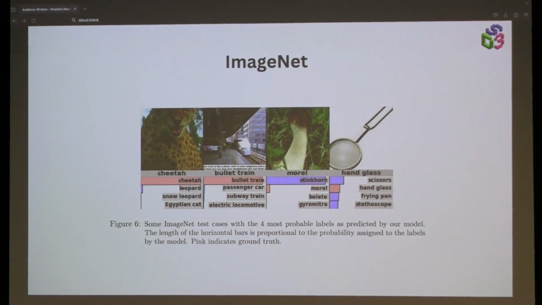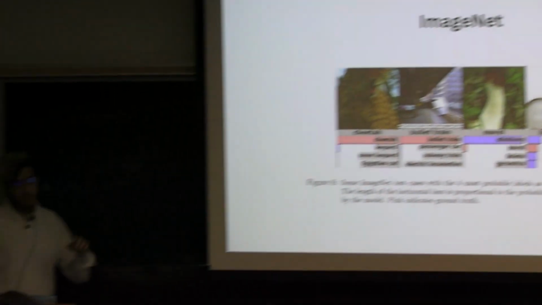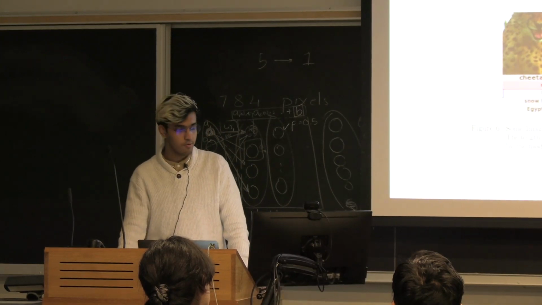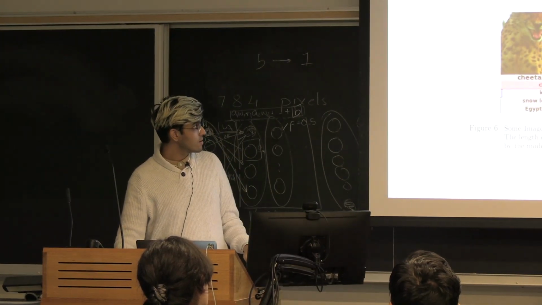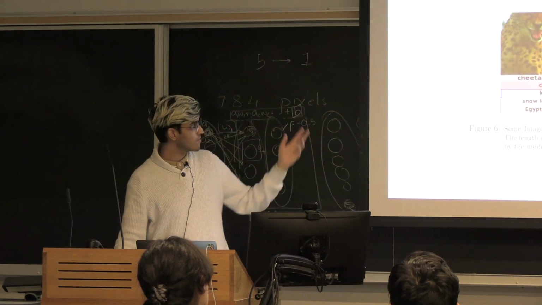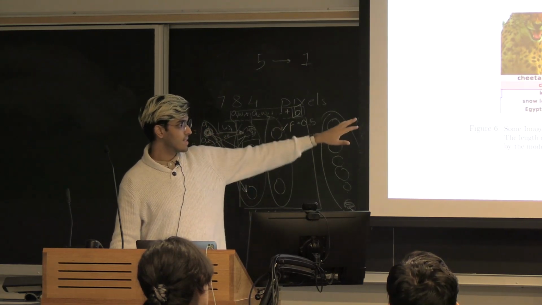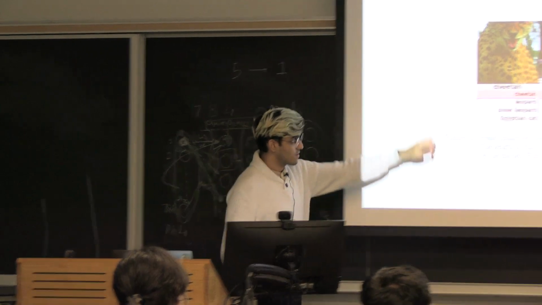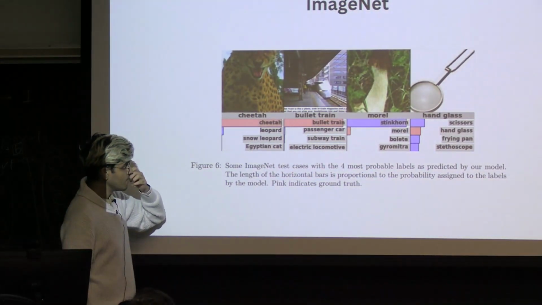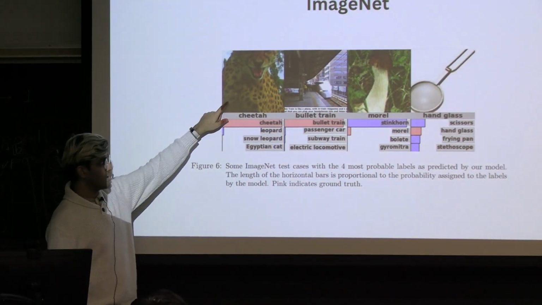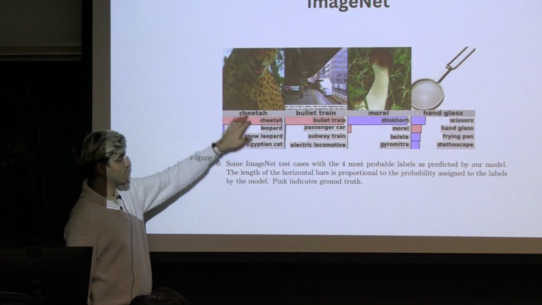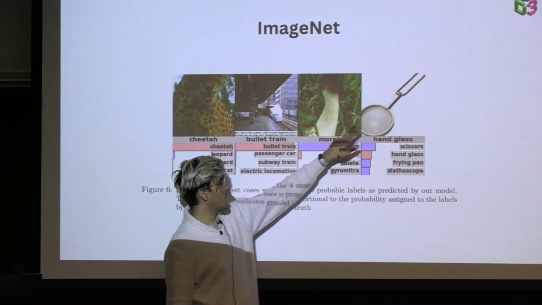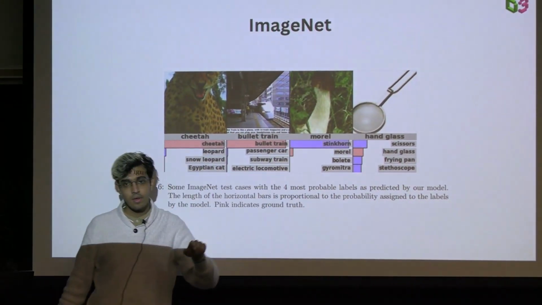So it essentially took the outputs and then sorted them based on what it believed the most likely class was for this image. And that's the table over here. The actual thing is whatever's in pink. So this is indeed a cheetah. This is a bullet train. This is a hand glass, and this is a morel.